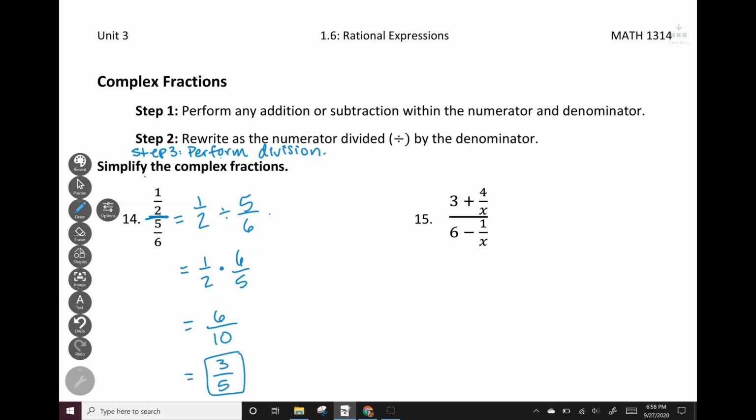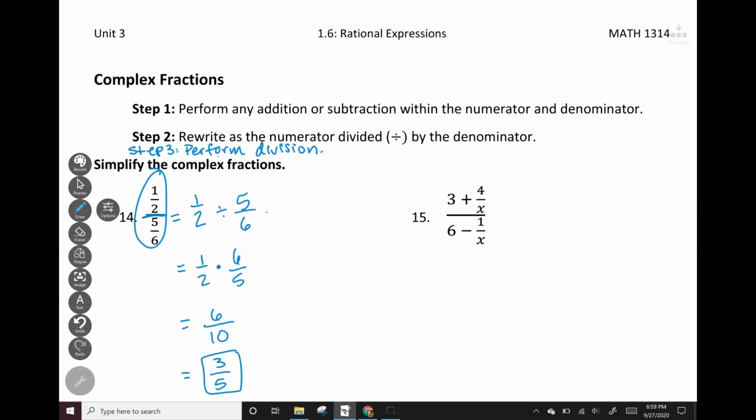Don't let these big complex fractions freak you out, because you actually do know how to handle this. Just change it to division and then perform that division.